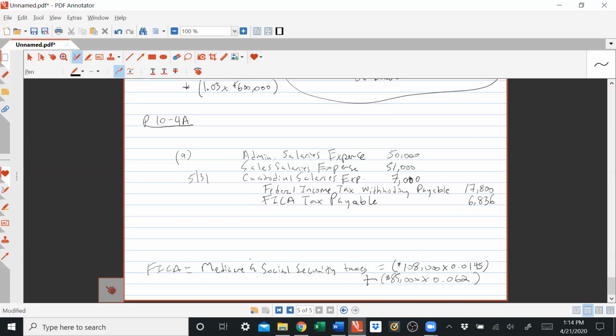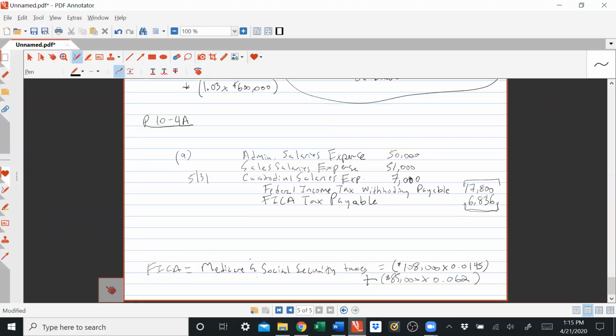This is the amount that the employer is withholding from their employees' paychecks. They have to turn around and give it to the government. In addition, the employer has to give this same amount of their own money to the government. So the government gets 2 times this.